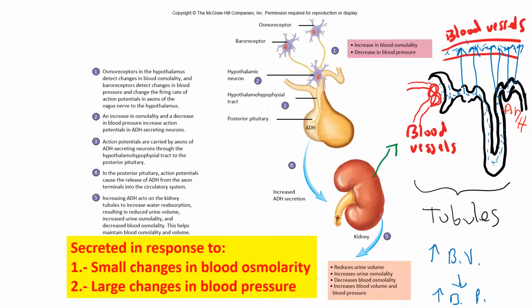The hormone is secreted in response to small changes in blood osmolarity, meaning small changes in hydration or dehydration. It is also secreted when there are large changes in blood pressure. If our blood pressure drops, one of the responses would be the secretion of ADH, which will increase blood volume, increasing blood pressure.